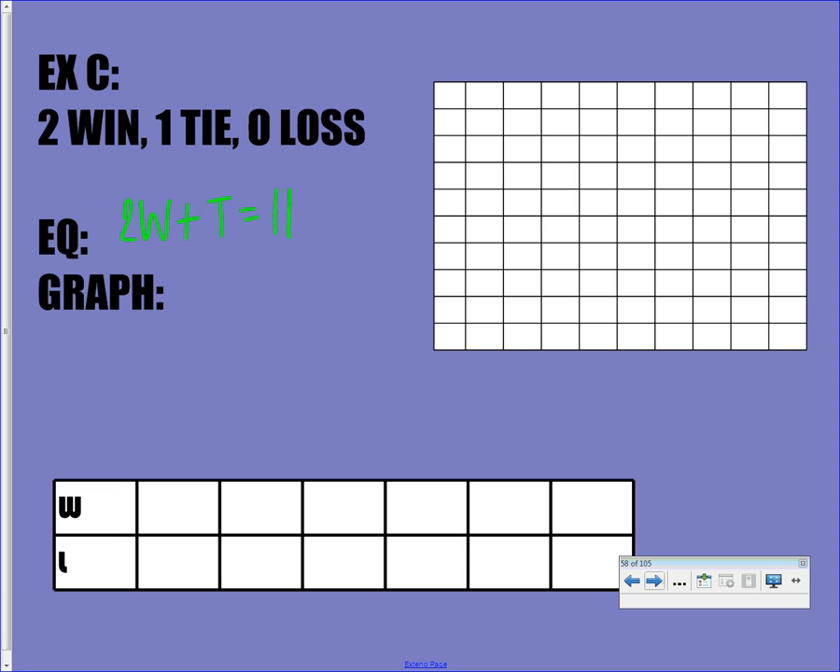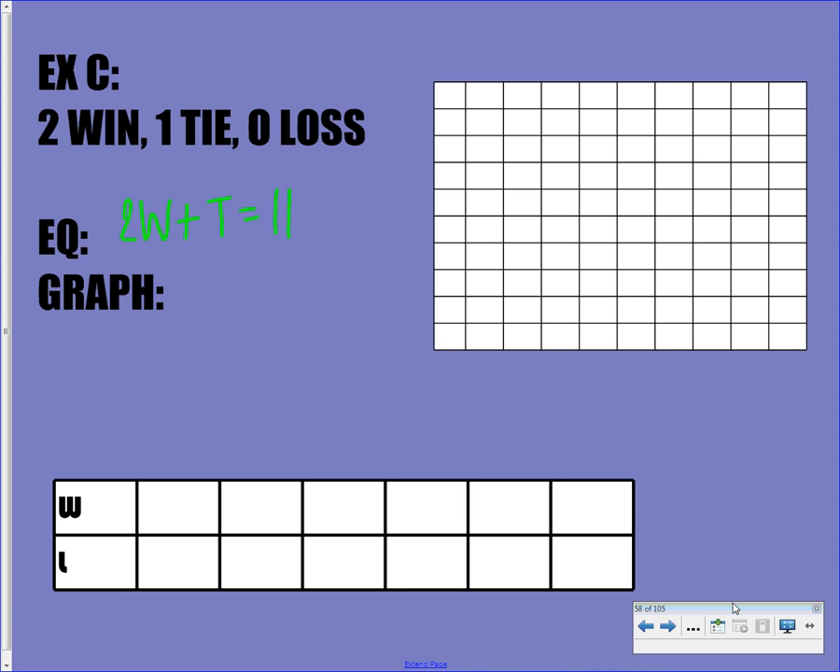Now I did not include a 0 for the loss because I don't get any points, so I really don't care. Now if we think about this, this is going to be a discrete graph because I can't win half of a game, or I can't win a third of a tie, something like that. So when I go to graph something like this, I need to graph only the options that are possible. So let's say I don't win any games. To get 11 points, that means that I tied 11. Well, let's say I won one game. That's 2 points, leaving me with 9 ties.